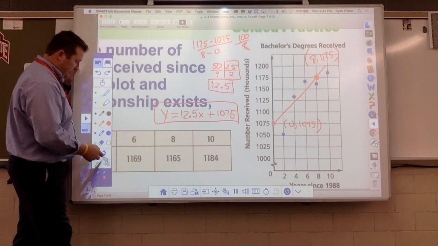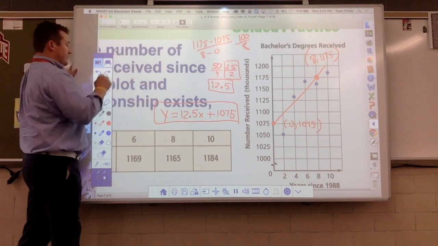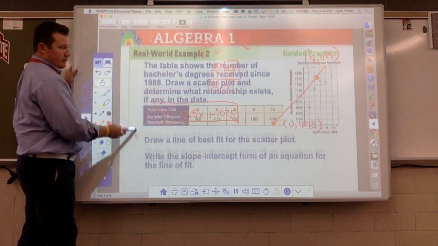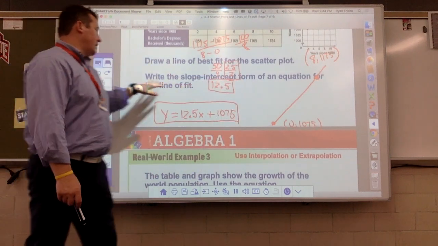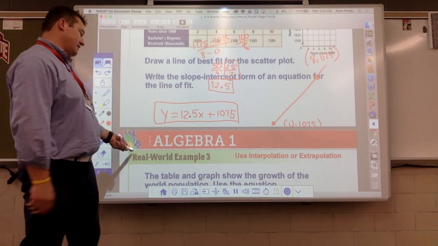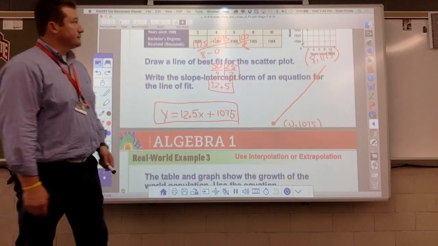I think, do I need to do something with this equation now? I think I do, don't I? Let me write the slope-intercept form for the line of fit. Okay, we did that. And that's all I got to do.